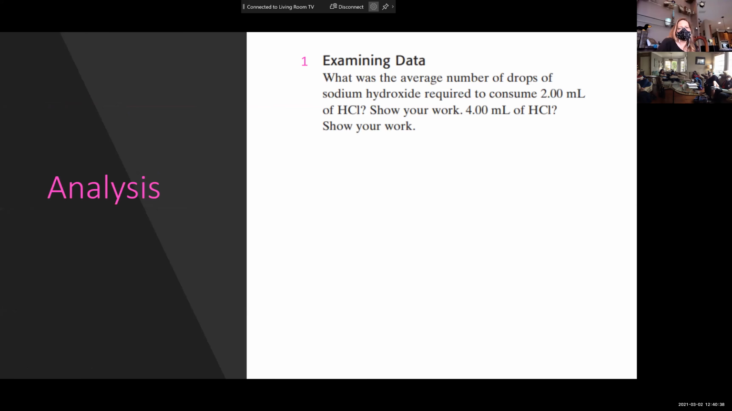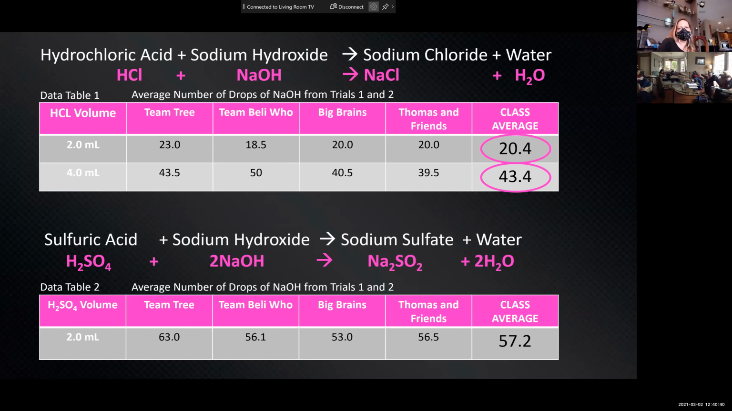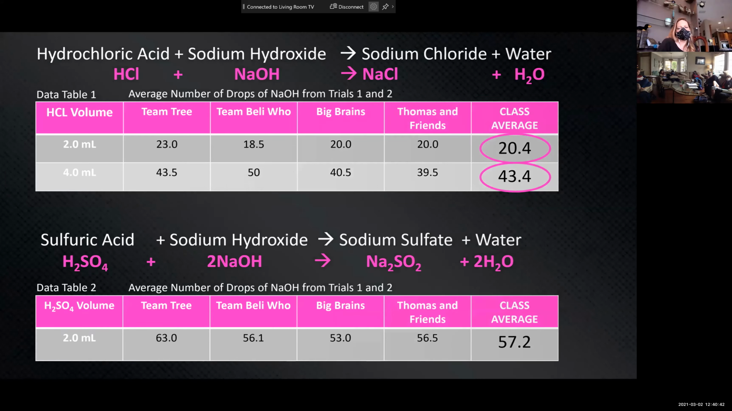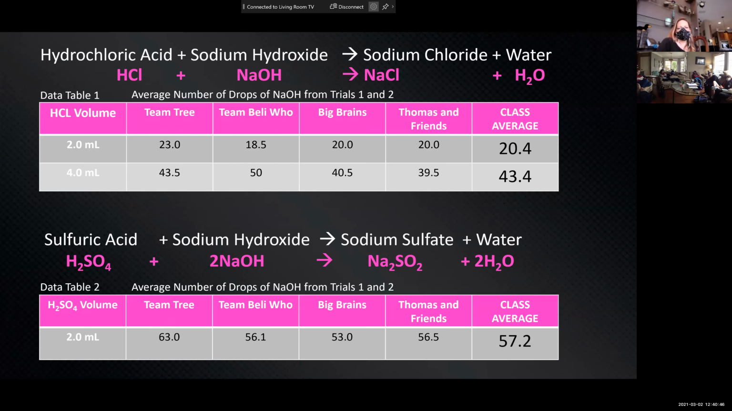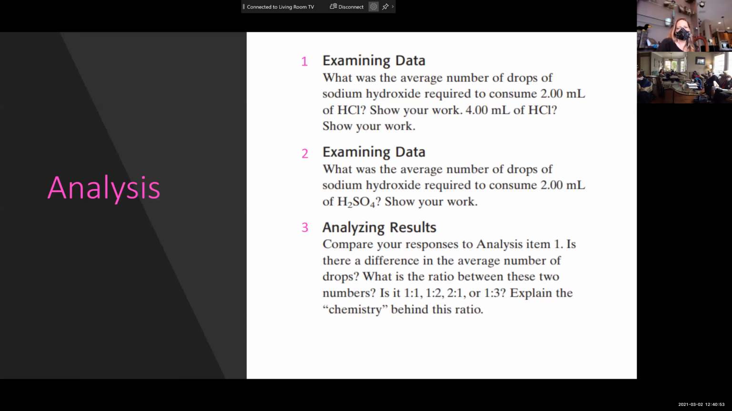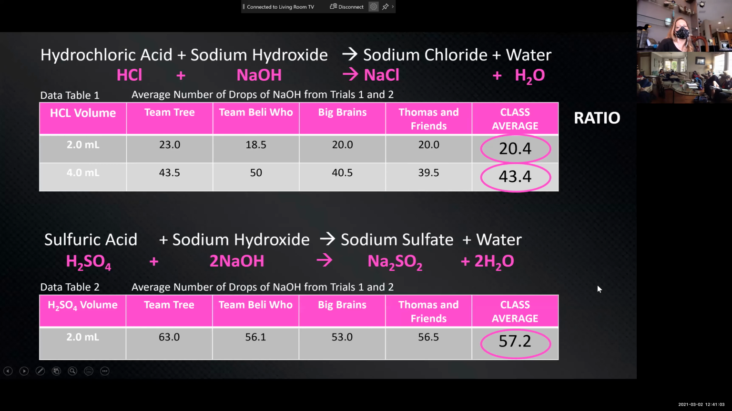So then what we did is we got our average numbers, which was easy because we'd already done that when we made this chart. All right, so here's where people were getting lost, right? Compare your responses in analysis item 1. Was there a difference in the number of drops? So here's what we were to be looking at.